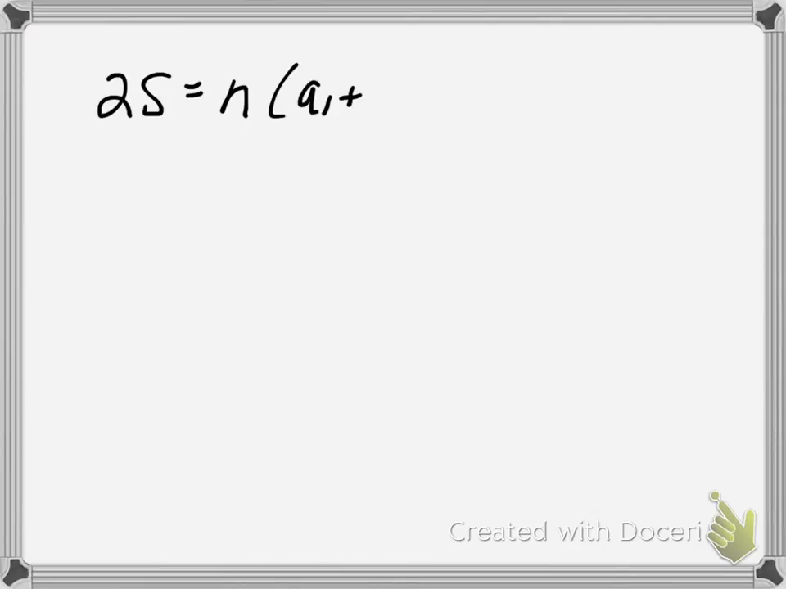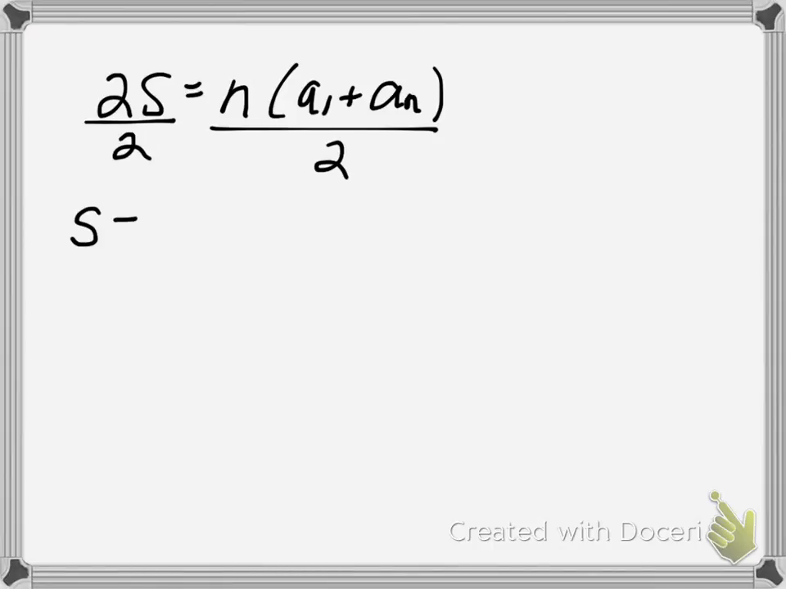Our goal in the beginning was to find a formula for S, the sum of an arithmetic sequence. So we can finish solving this equation for S by dividing by 2. And this gives S is equal to n times the quantity a sub 1 plus a sub n, divided by 2.